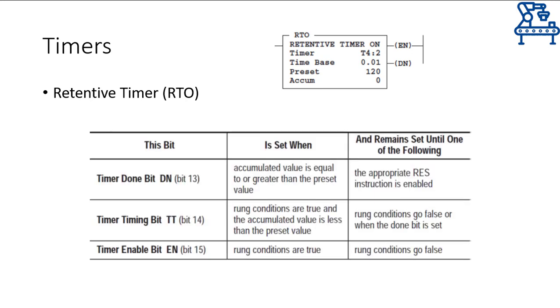You can compare this table with that of the on delay timer and will find only one difference. That is, the timer done bit will reset only when the reset command is executed. Otherwise, once the timer has completed timing, or even if the timer is timing, there is no way to reset the contents of the accumulator, and hence the done bit as well.